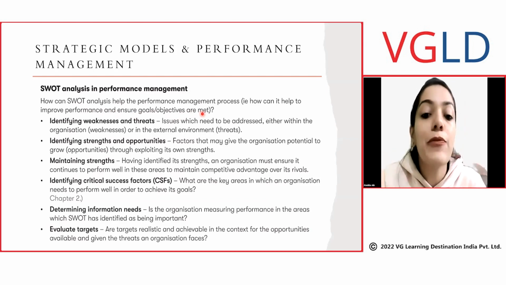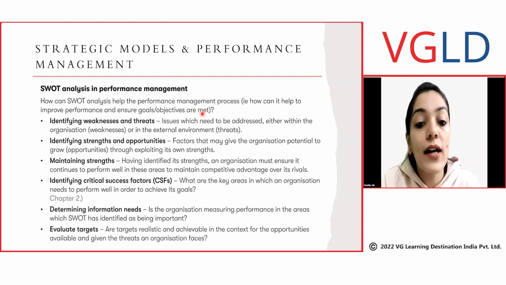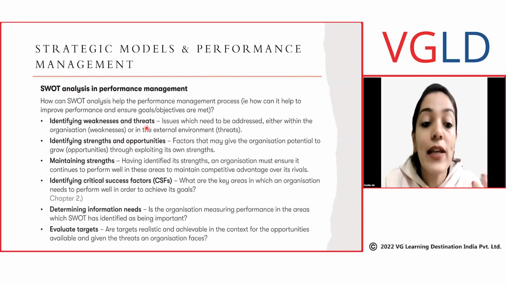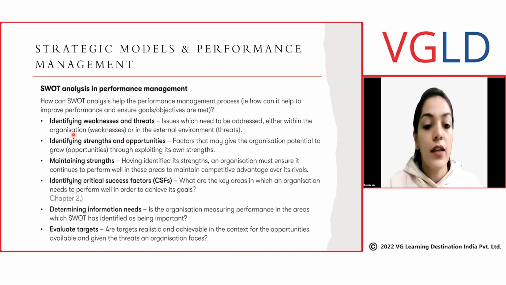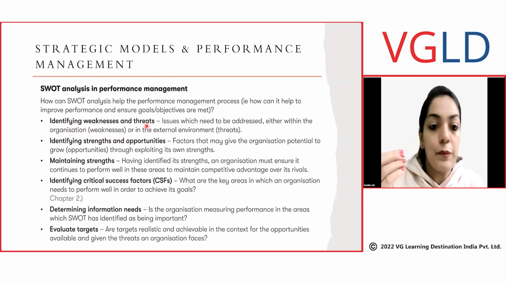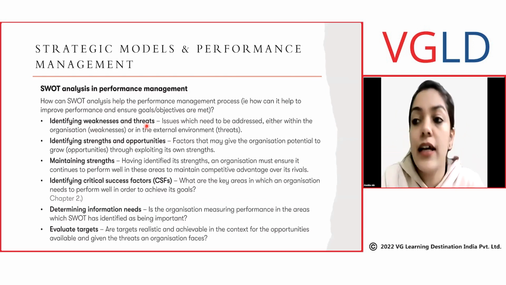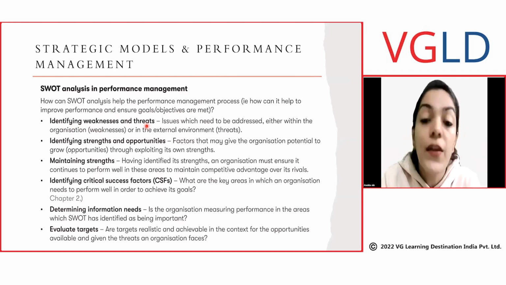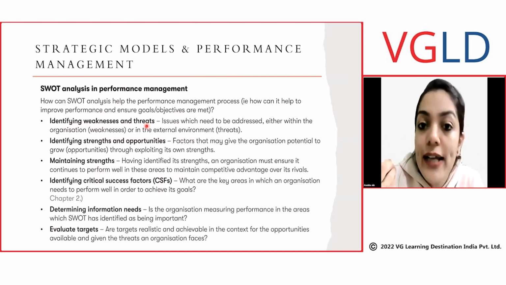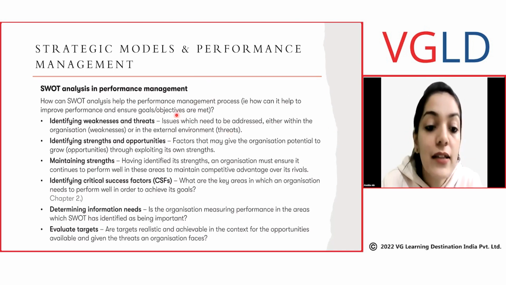As we discussed yesterday, what is performance management? Planning, controlling, and then taking what? Corrective action to ensure that you are achieving the goals and objectives. So how can SWOT analysis help you to do that? First one is identifying weaknesses and threats. Each one of us has some weaknesses. If we know what they are and can take action to correct them, nothing better than that, right? So if you are conducting SWOT analysis, you can find out the issues within the entity which can be addressed, either within the organization or the external environment.